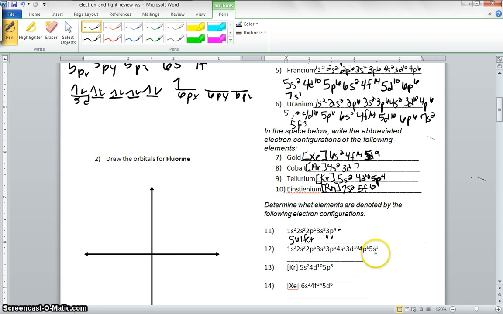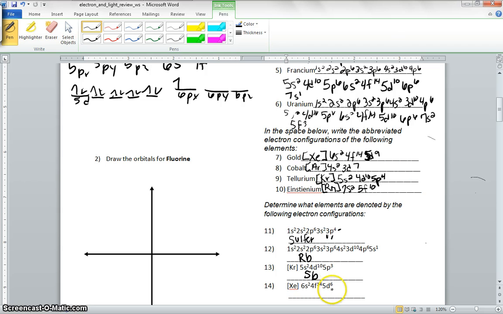Next one, we can go 5s1. So we know it's in the 5th period. S block, and it only has 1 electron, so it's going to be rubidium. Next one is 5p3, so it's 5th period. 1, 2, 3, 4, 5. It has 3 electrons. 1, 2, 3. It is antimony. Sb.